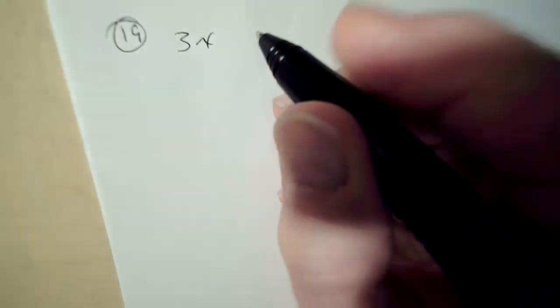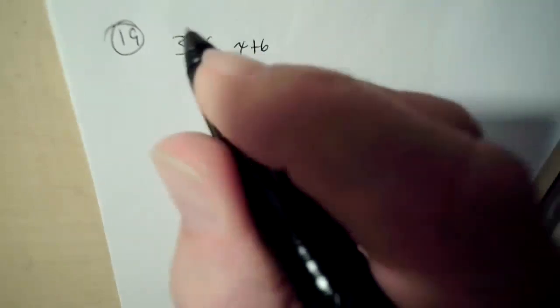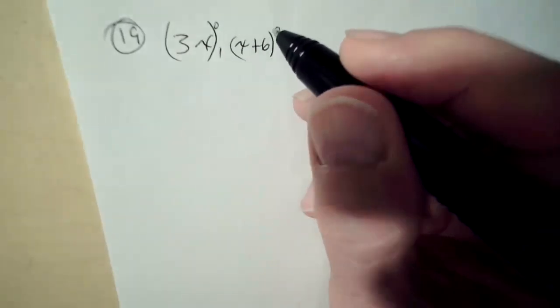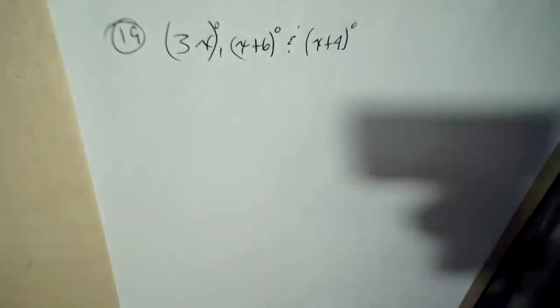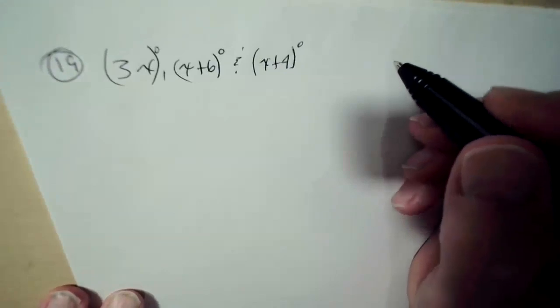Everybody okay here? Okay. Number 19. The wording on this is you have a triangle and the angles have measures of 3x, x plus 6 degrees, and x plus 4 degrees. What is the measure of each angle?